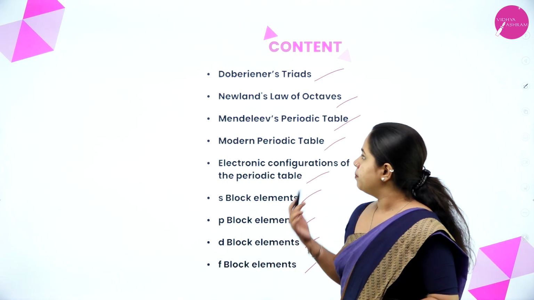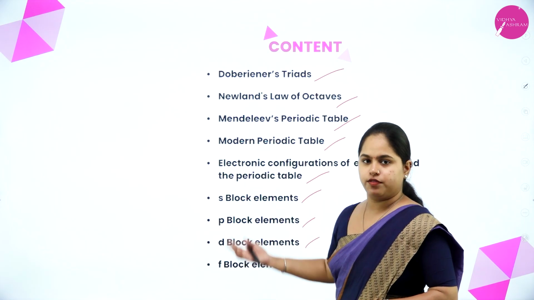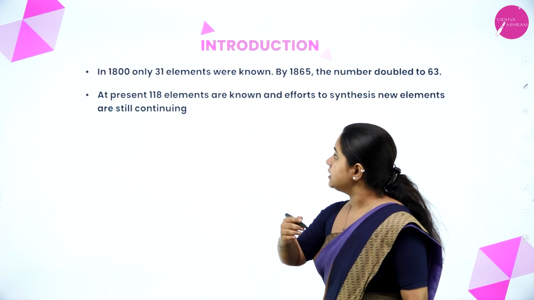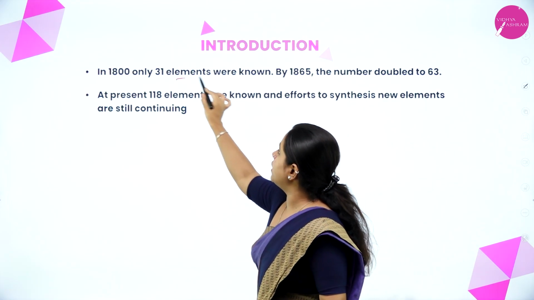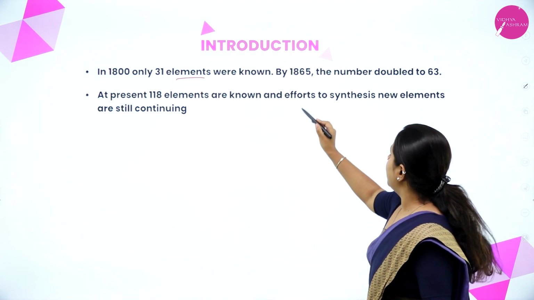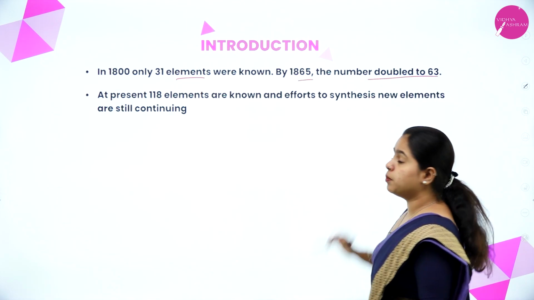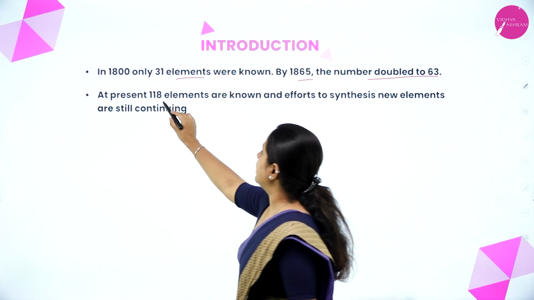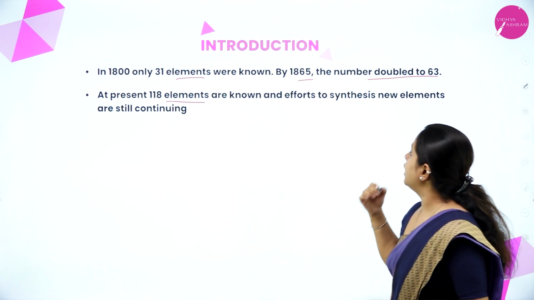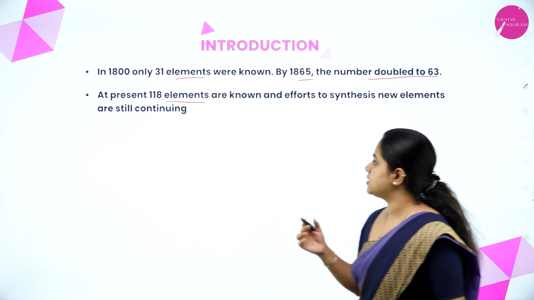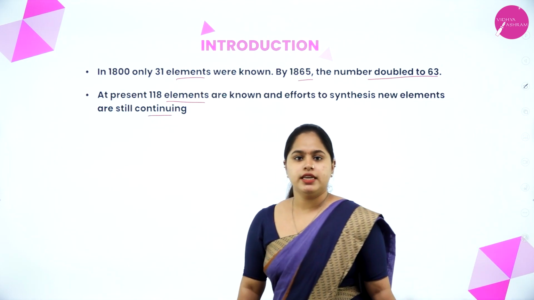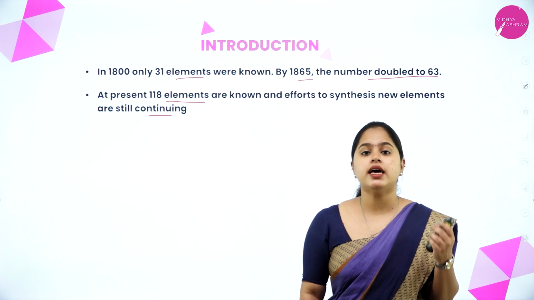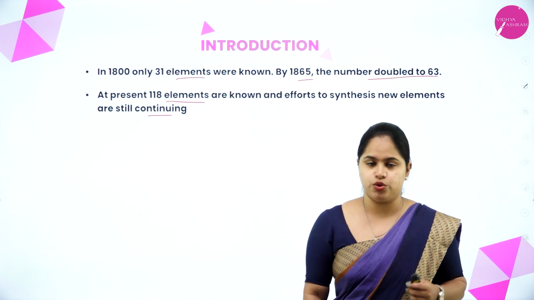Yes, so before moving on to what we are exactly going to study, in 1800 only 31 elements were known. By 1865 the number doubled to 63, and at present 118 elements are known, and efforts to synthesize new elements are still continuing. Yes, so as of now 118 elements are known to us.